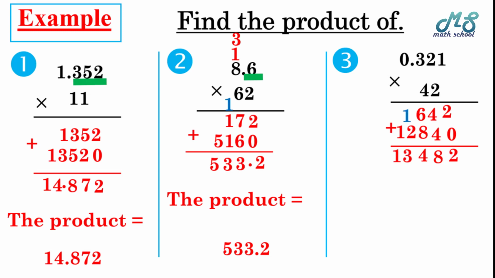It will be 3. Now guys, bring 1. It will be 13,482. Don't forget guys to insert the decimal point according to the decimal factor. It will be after 3 digits from the right. You can count 2, 8, 4. Insert the decimal point guys. We can get that the product equals 13.482.